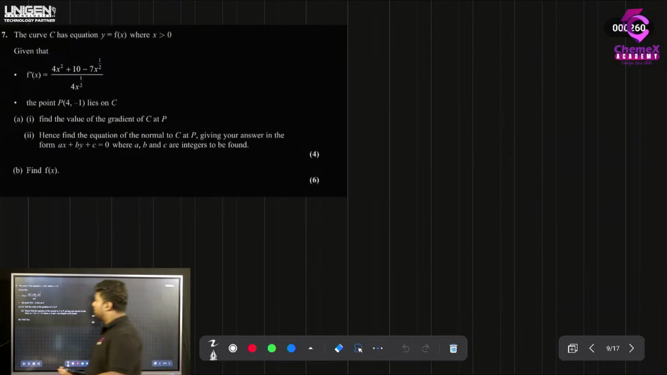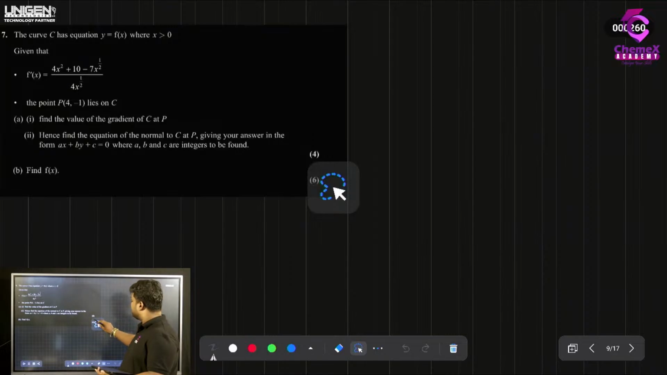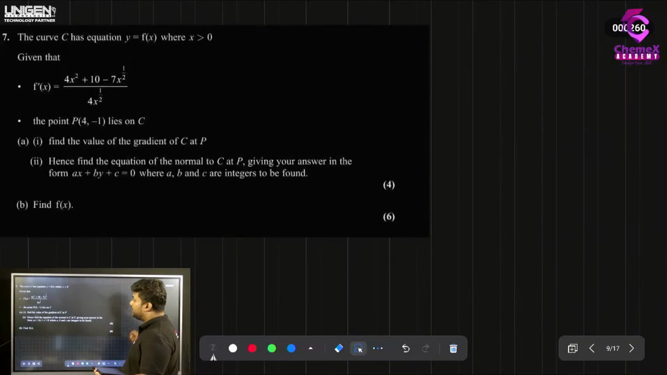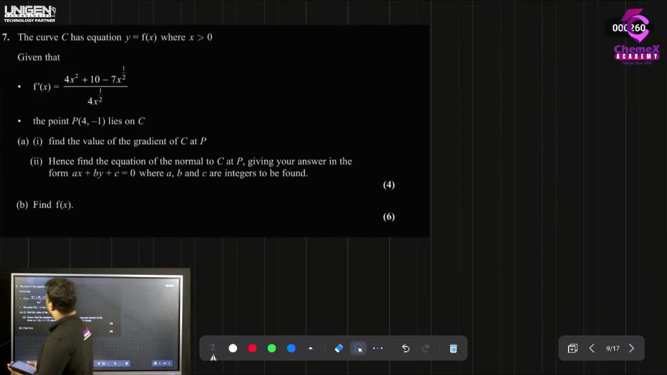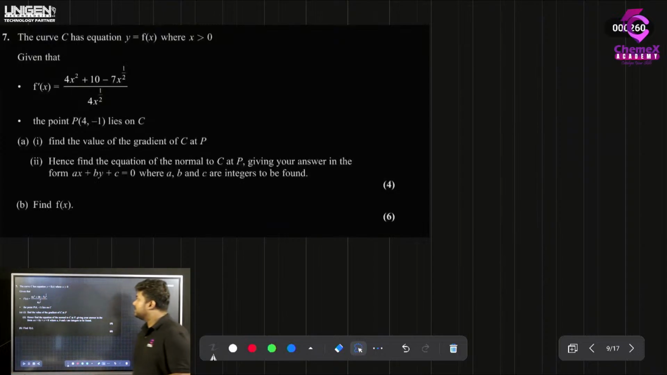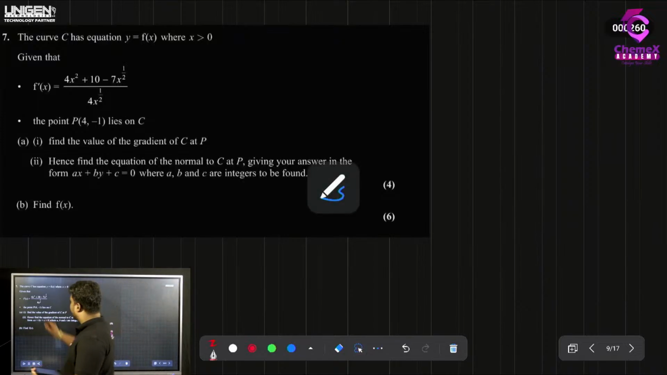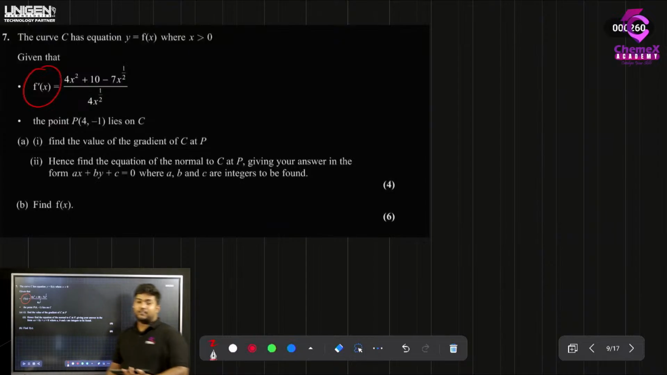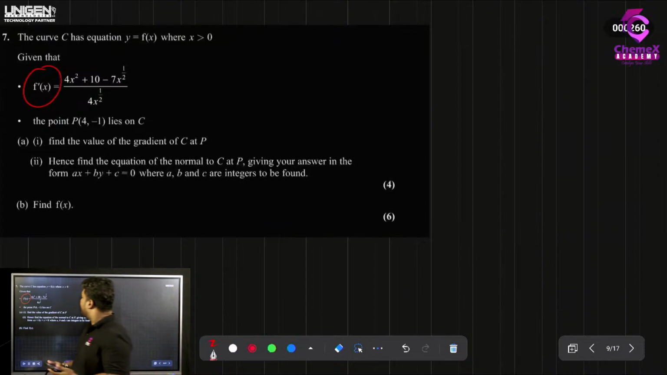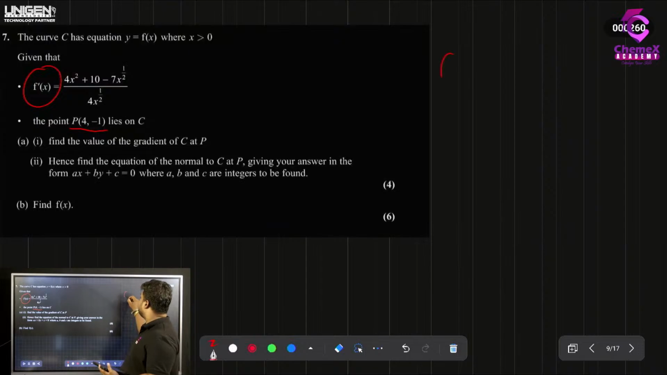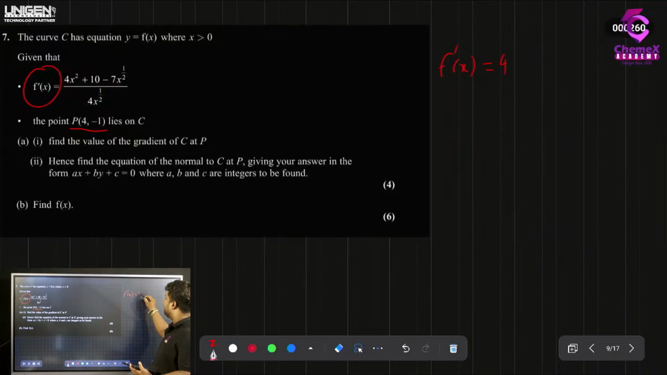Let's go into the 7th question, differentiation. Hope you can see this. Shall I zoom it more? The curve C has an equation y equals f(x), where x is larger than 0. Given that f dash x, on seeing that you should think f dash x is dy over dx, right? They have given point P as 4 and minus 1. Find the value of the gradient. So f dash x is actually the gradient, dy over dx. So put the value of x.